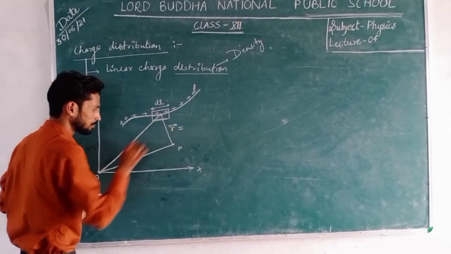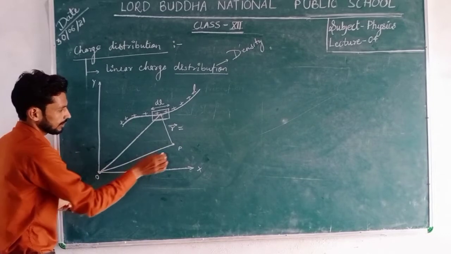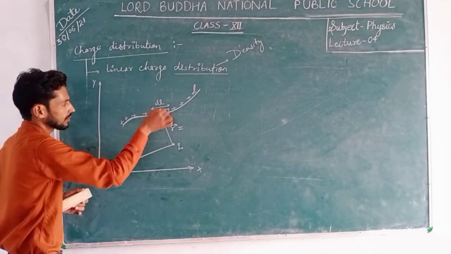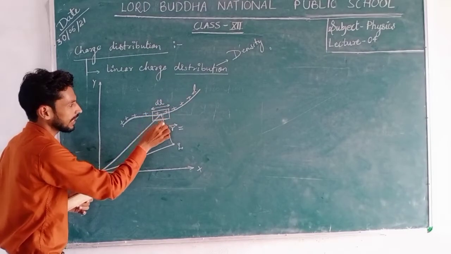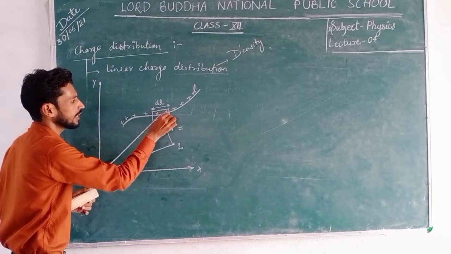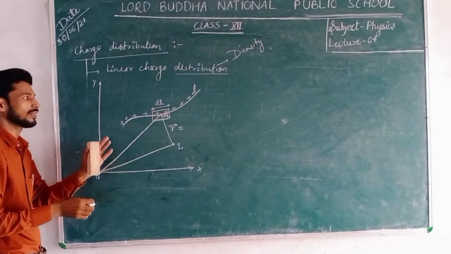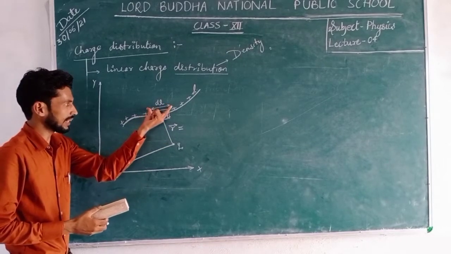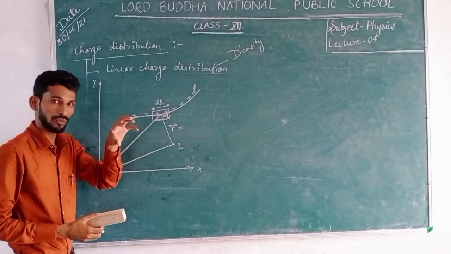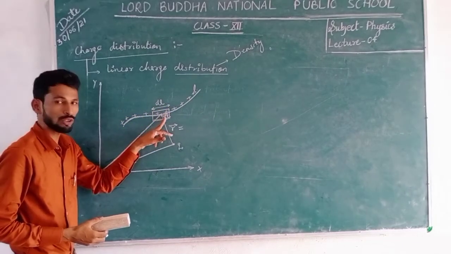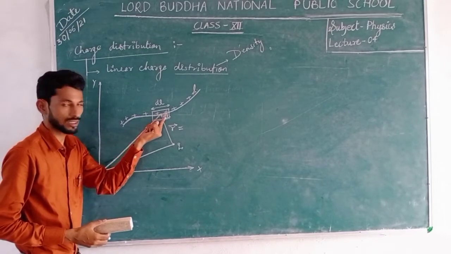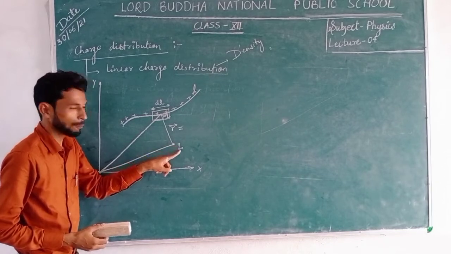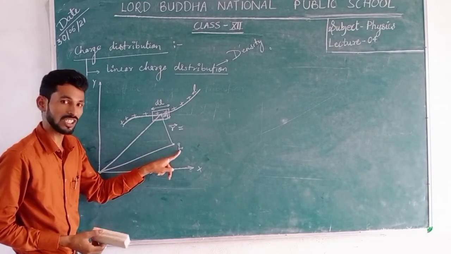If we take here the charge q naught, and here the total charge distributed on the length dl is dq, because the total amount of charge is Q. If we take the effective length dl, then we should take the effective charge on length dl, that is dq. Due to the charge dq, there will be a force on the positive test charge, q naught.